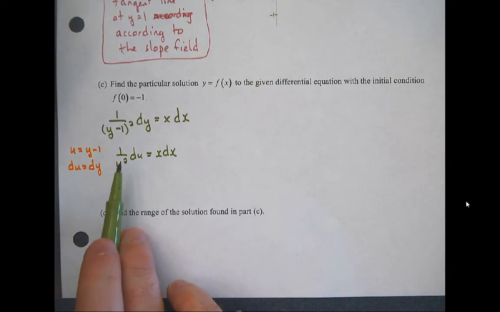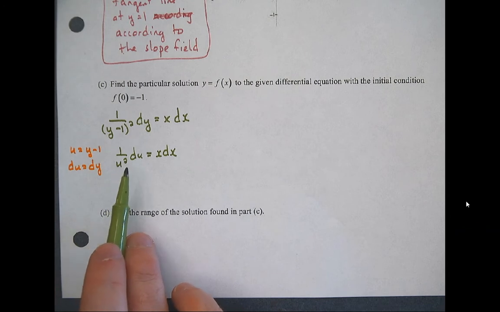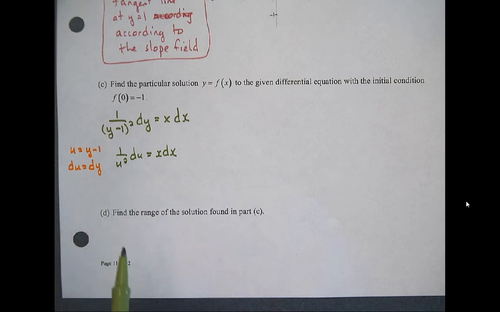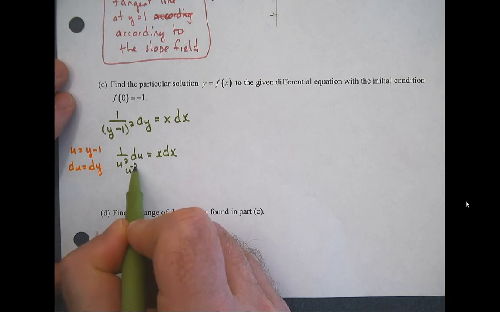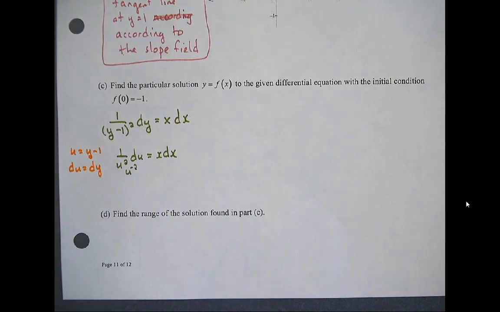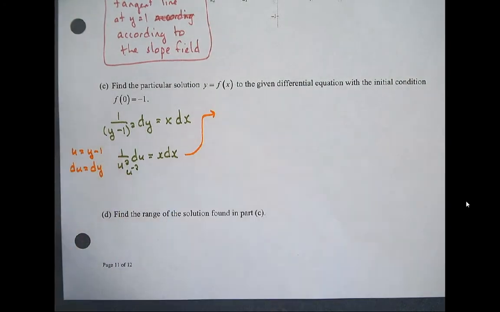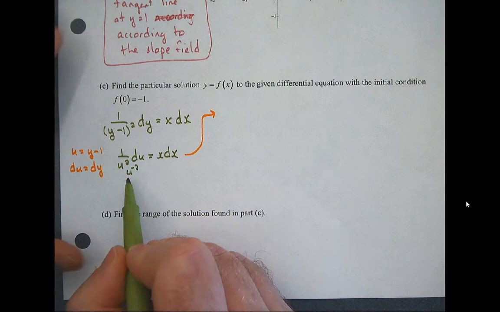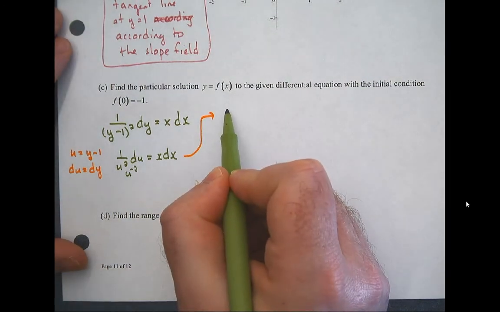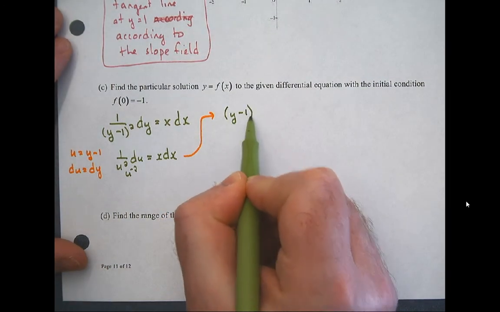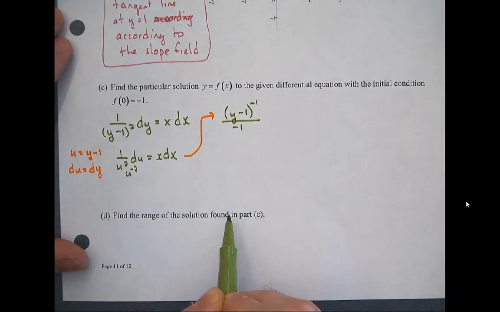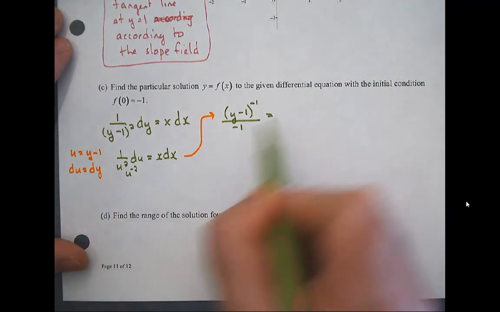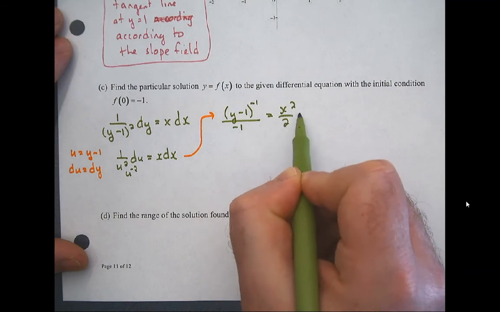Now this is something that it kind of feels like you should do a natural log again, but no, it's 1 over u squared, not 1 over u, which is the same as u to the negative 2, which means we can now integrate that. Add 1, so that would be u to the negative 1. I'm going to put u back in there, so y minus 1. Add 1 would be negative 1, divide by your new exponent, equals, integrate x would be x squared over 2 plus c.